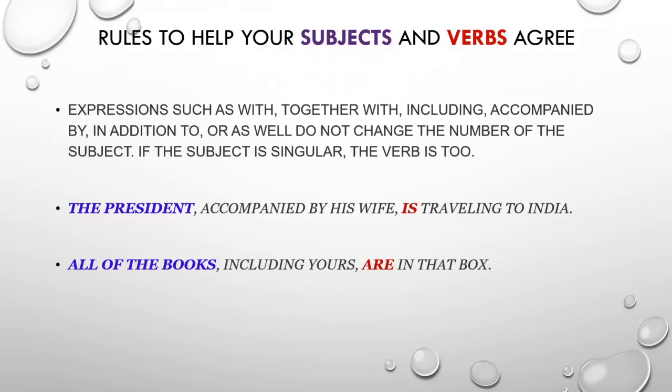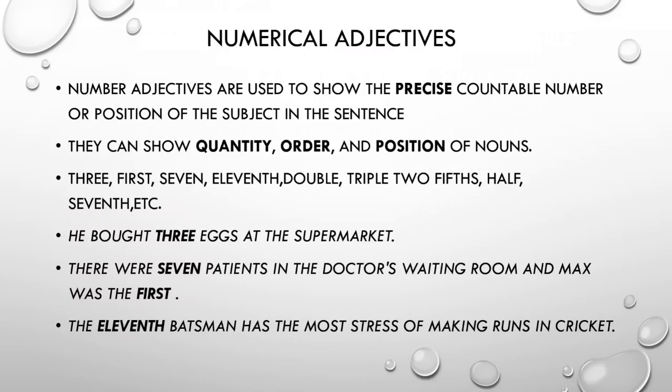All of the books, including yours, are in that box. Here, the subject is all of the books, and the verb used is are. So then we'll see what are numerical adjectives.